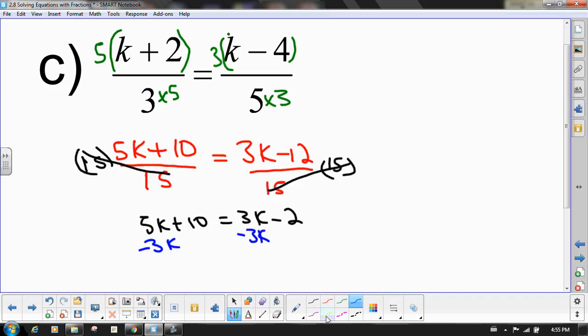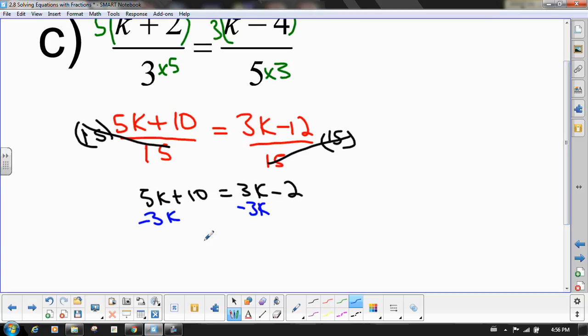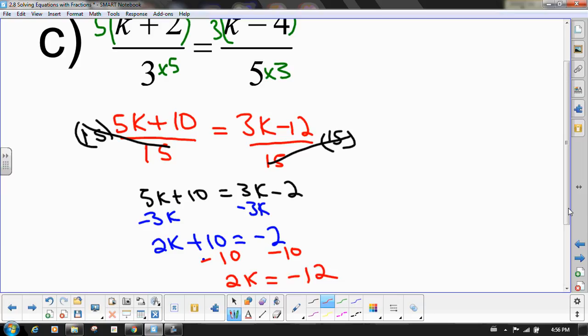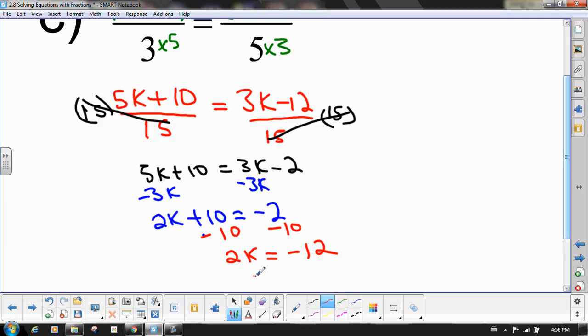And now some of you have asked, well, Miss, can I do the 10 and the 2 at the same time? You can if you want to. I'm not going to show that here because it can be a little bit confusing for students who are following step by step. However, on the side, I'll write what that would look like in a second. So then now I'm going to subtract 10. So we get 2k equals negative 12. And then one last step. When I divide both sides by 2, k is going to be negative 6.